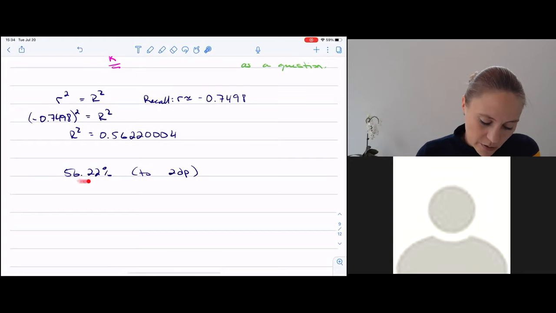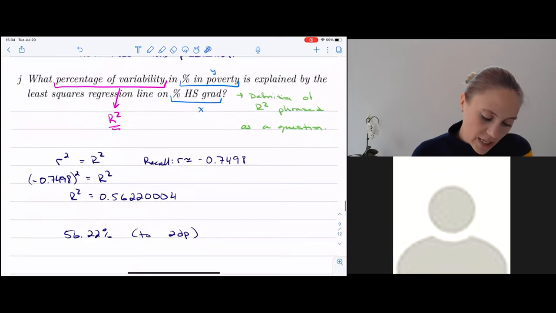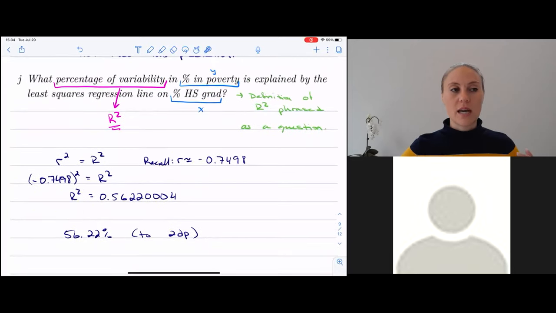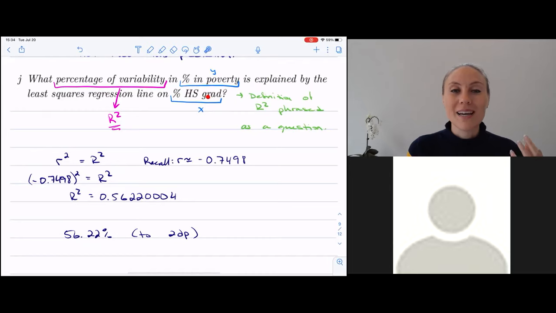Okay, so the answer would be 56.22, right? Good. So another way that these questions can come about is, remember, we started off by finding the correlation. Well, what if I told you that 56.22% of the variability in percentage in poverty is explained by the least squares regression line on percentage of high school grads, and then find the correlation?